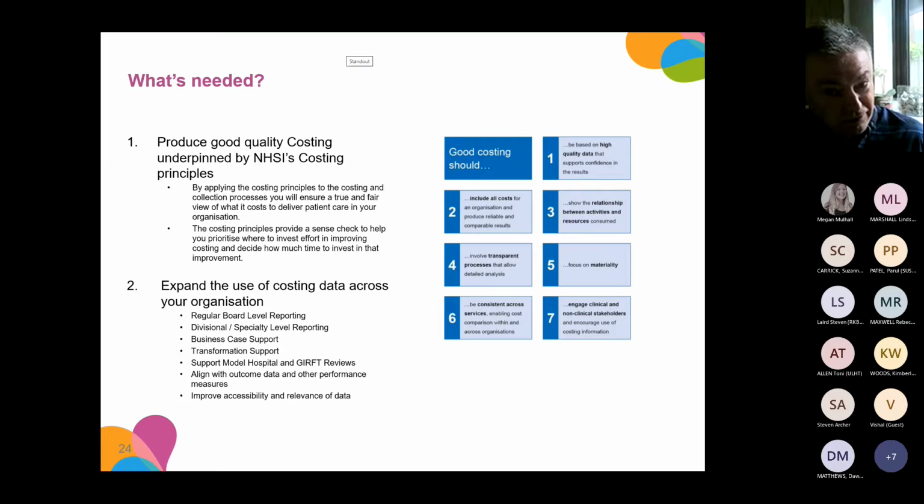Support Model Hospital and GIRFT reviews when they come into the hospital. Align outcome data with other performance measures. That's in its early infancy, but that needs to be done more to look at actually which patients are getting the better outcomes and how that is linking to cost. And improve accessibility and the relevance of data.